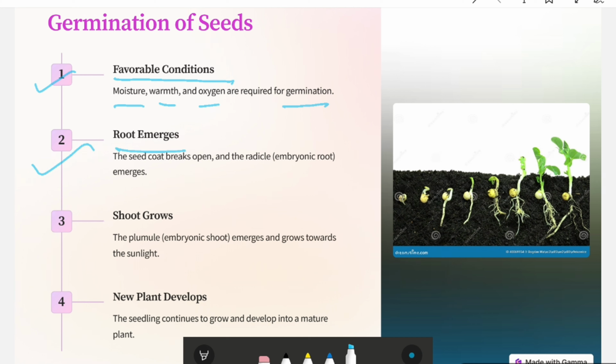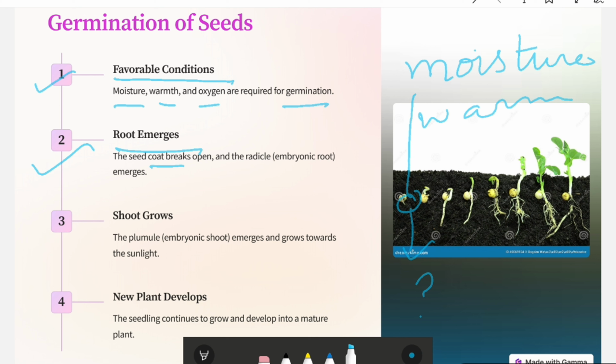Then the second step, the root emerges. The seed coat which we have studied just now breaks. How does it break? It breaks because it has got this favorable condition of moisture and warmth. So it will break and form a radicle. You can see this part is known as the radicle, and it will grow inside the soil. Always remember, the radicle grows inside the soil.